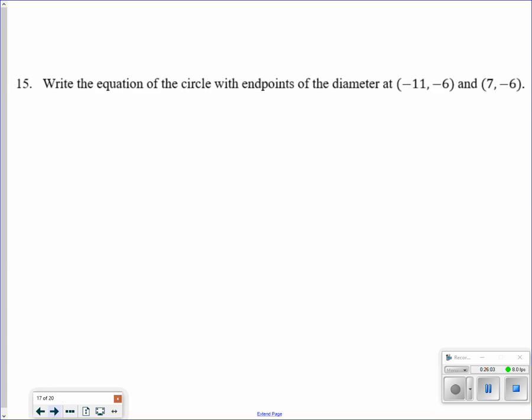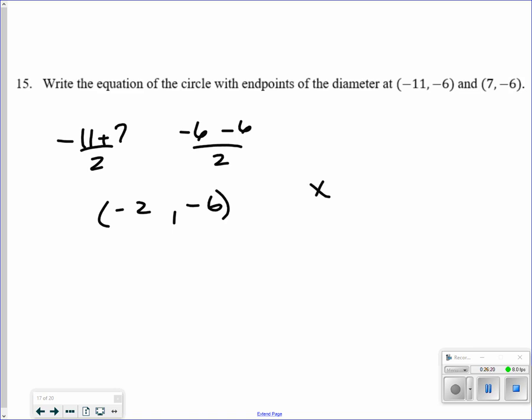Write the equation given the endpoints of a diameter. So this is exactly the same question, so I won't do those formulas again. I want the midpoint first. I end up getting -2, -6 for my center. So (x + 2)² + (y + 6)² = ... now I've got to find r squared.